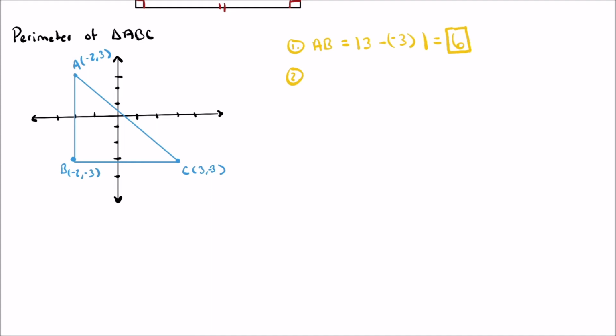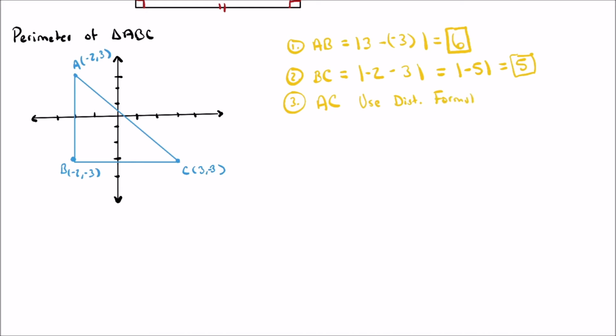Next, we need to find the length of BC. So that is going to be the change in the x values, so we can count those squares, 1, 2, 3, 4, and 5. Or we can just subtract our x values. So that is going to be the absolute value of negative 2 minus 3, which is the absolute value of a negative 5, which equals a positive 5. Let's also not lose that value. And then finally, we need to find the length of AC, which is going to be a little bit tricky because we need to use the distance formula.